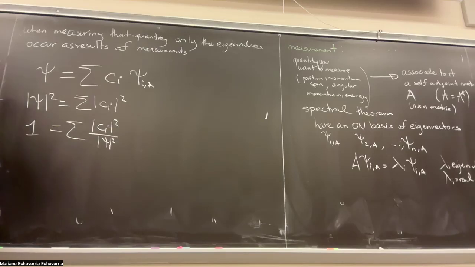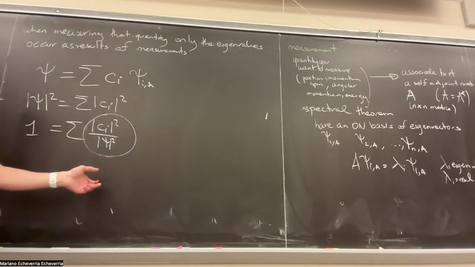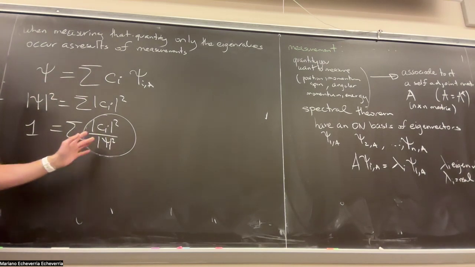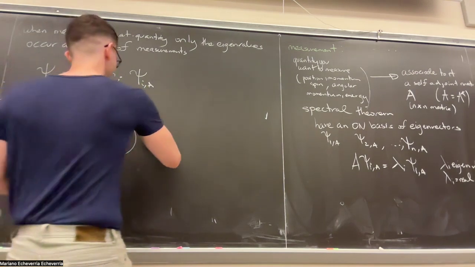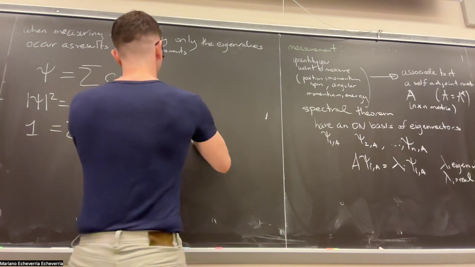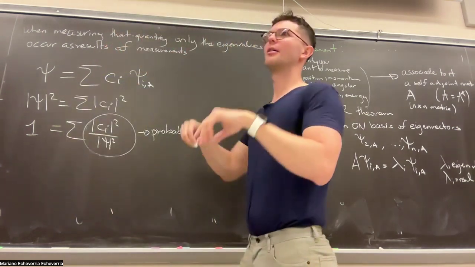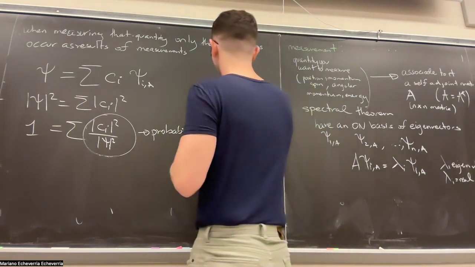The point is that you interpret this as the probability that the system, when you do the measurement, gives you one of these eigenvalues. So this would be the probability of obtaining the eigenvalue lambda i.